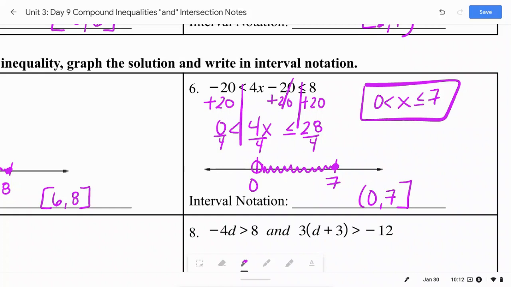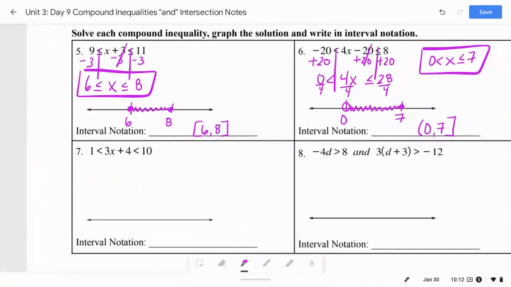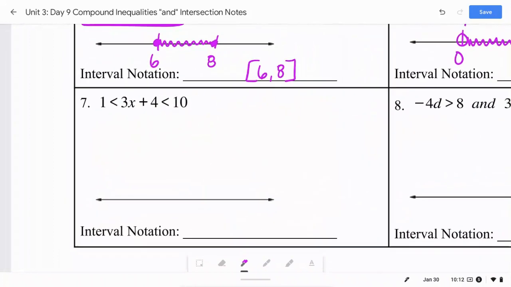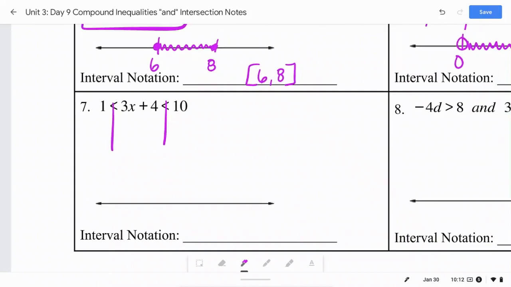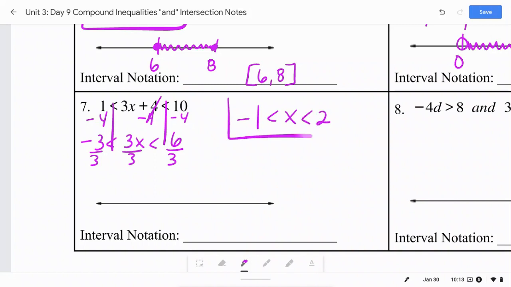All right, let's try these last couple examples. So for example 7, again, it's written as one long inequality. So we're going to draw our two equal bars. And then first thing you're going to do is subtract 4 from all three sides. So I get negative 3 is less than 3x, which is less than 6. Last thing I need to do is get rid of the 3. So divide all three sides by 3 to get negative 1 is less than x, which is less than 2.